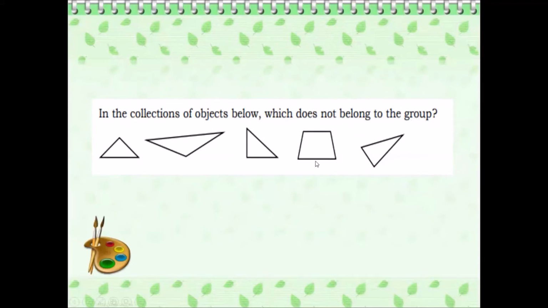So observe the number of elements of each figure. In the first figure, 1, 2, 3, we have 3 sides. In the second figure, 1, 2, 3, also 3 sides. Third figure, 1, 2, 3, 3 sides also. The fourth figure, 1, 2, 3, 4, has 4 sides. And the last figure, 1, 2, 3, has 3 sides. So from this, we can determine which does not belong to the group.